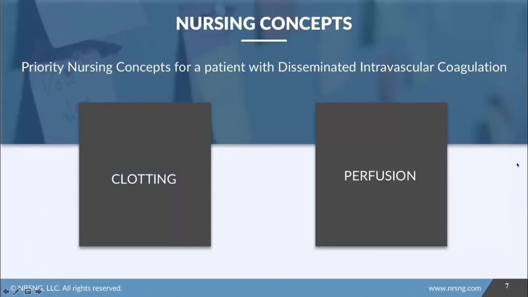Our nursing concepts for someone with DIC are going to be clotting and perfusion, because we have an overactivation of the clotting system, and then this is going to be causing perfusion problems to the organs.